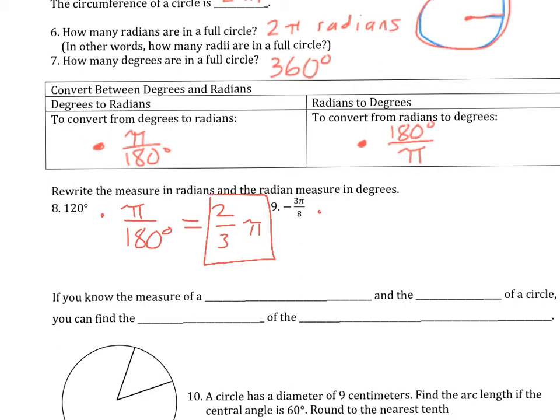Alright, this one's in radians because we see pi. So we need to put pi on the bottom and 180 on top. Remember that pi and 180 equal the same thing. Alright, the pi's cancel. 180 divided by 8, but then we have to multiply by -3. So 180 divided by 8 is 22.5. Multiply that by 3 and you get -67.5 degrees.